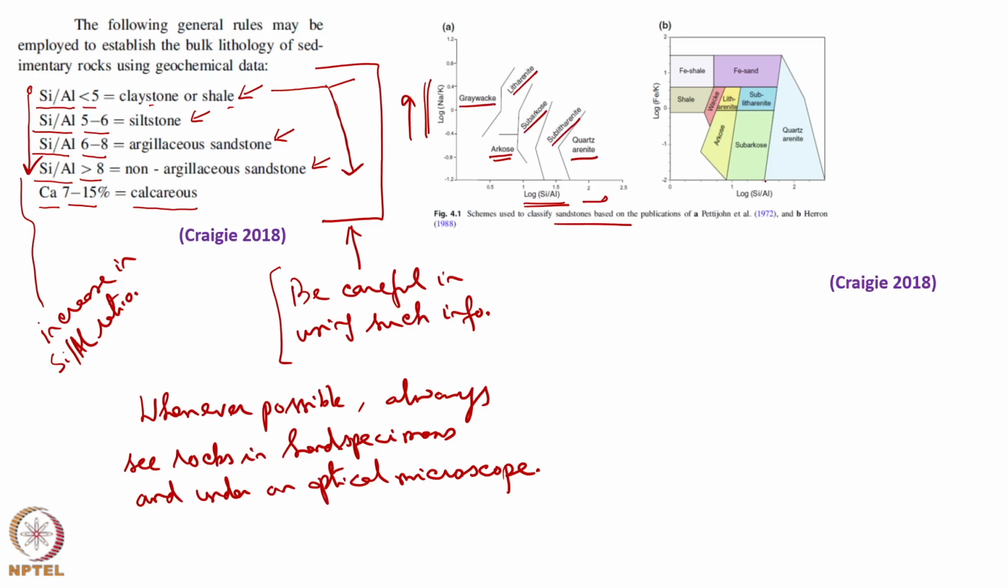There is another diagram of log Si/Al and log Fe/K. So, here the parameter has changed. Earlier we were plotting Na/K, here it is Fe/K. Si/Al has remained the same. In both places we have taken log, which means to the base 10, and here again we can define arkose, subarkose, quartz arenite, sublitharenite, litharenite, wacke, shale, Fe shale and Fe sand.